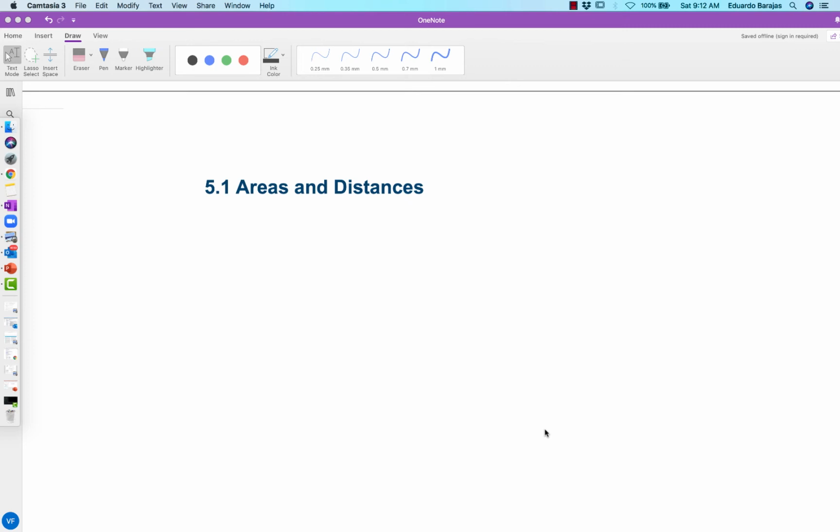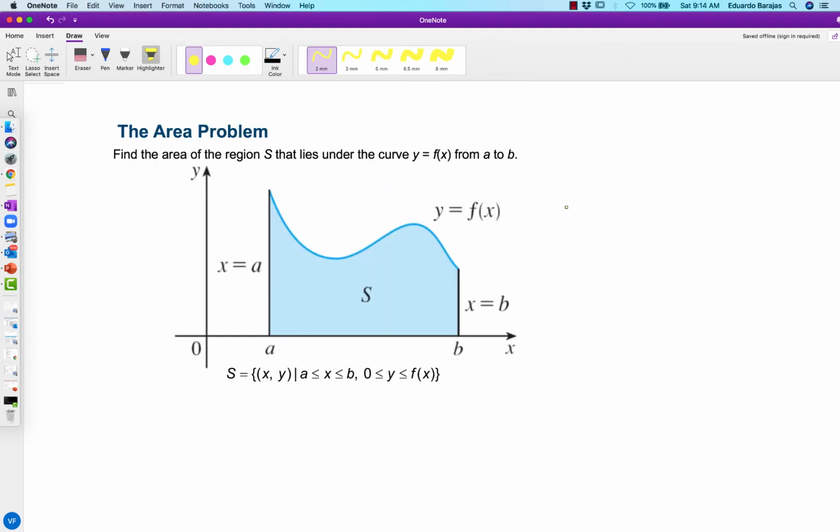Okay, Chapter 5, Section 1, Areas and Distances. We're going to begin this section with something called the area problem. So the area problem is going to be, just like it sounds, find the area of a given shape.